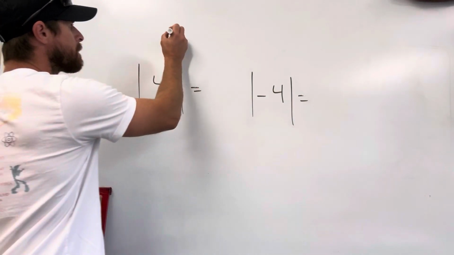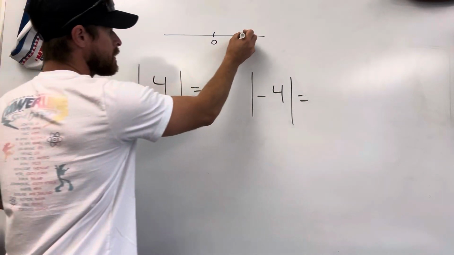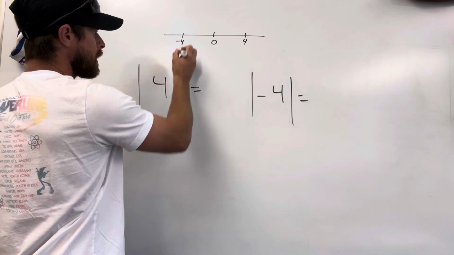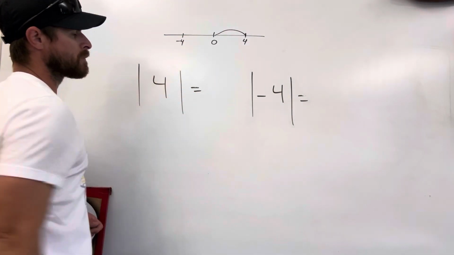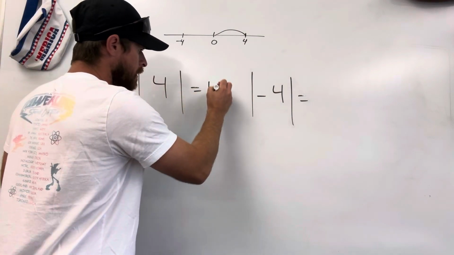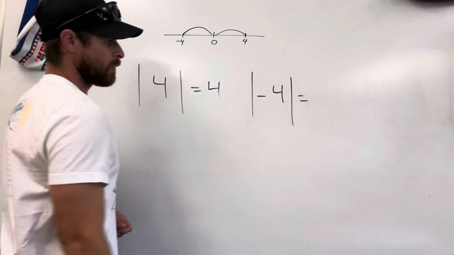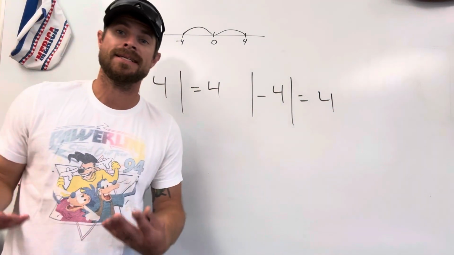So let's just use a number line to represent this. I could put 0 in the middle. 4 is right about there on the number line. -4 would be right about here on the number line. And I just ask my students, how far away is 4 from 0? And they say it's 4. How far away is -4 from 0? And what do they say? It's 4, because distance cannot be negative.